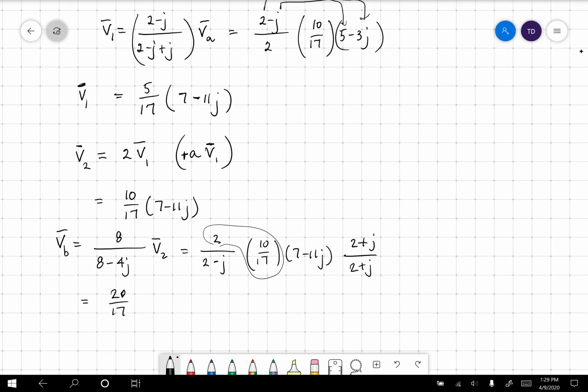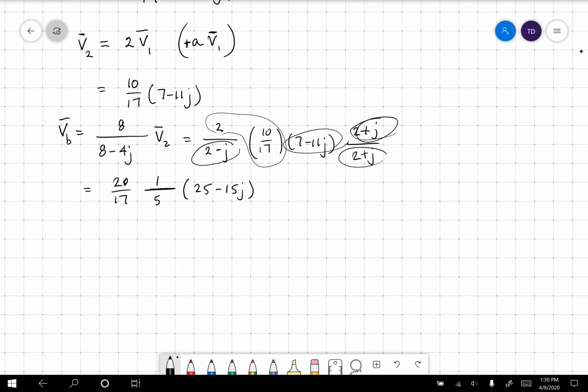That takes care of all of that. And then what I'm left with in the denominator from this times this is 2 squared plus 1 squared. That's times 5 on the denominator. And now in the numerator, I have this times this. So 7 times 2 is 14 plus 11, 25. And then the minus part is 7 times j, 7j, minus 22j. 7 minus 22, negative 15. Okay. Well, 5 divides that nicely. That's equal to 20/17 times 5 minus 3j.